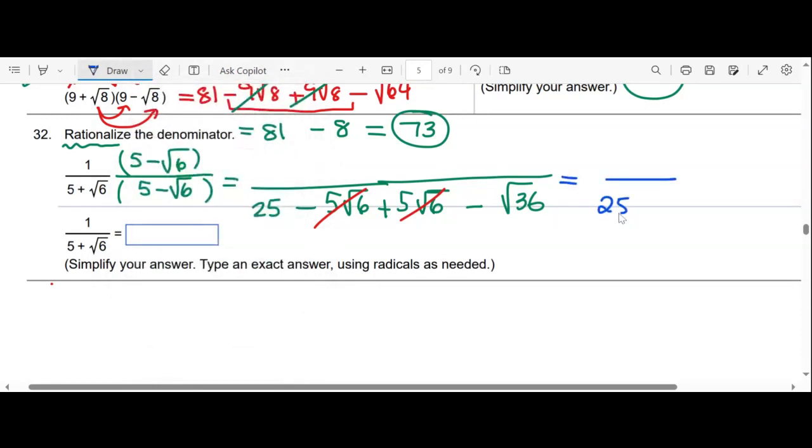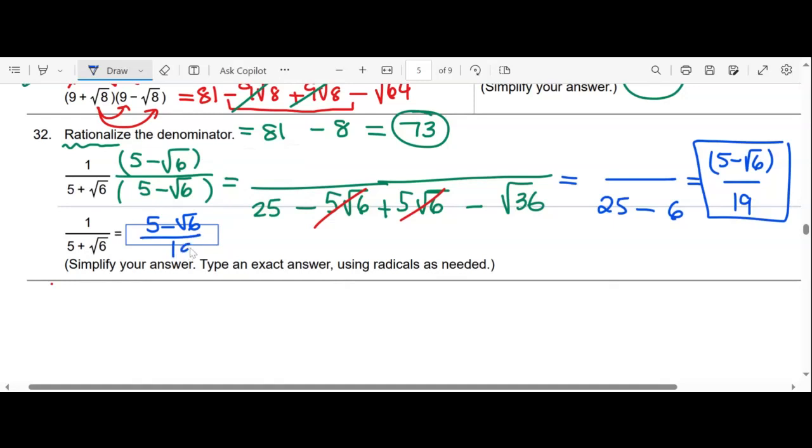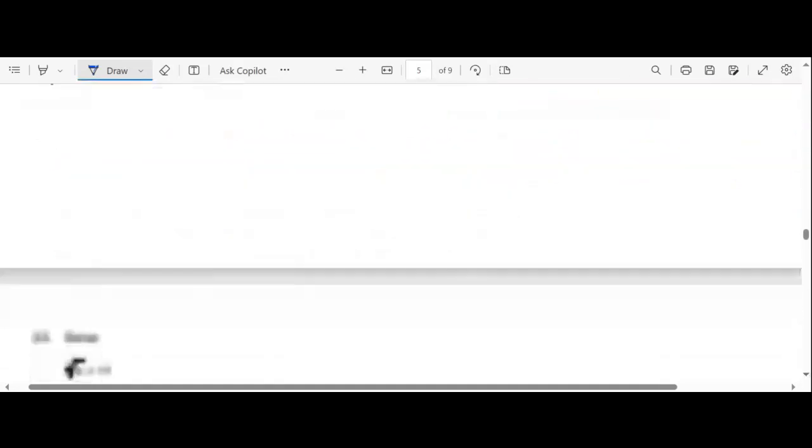So what do you have? 25 minus 6, which is equal how much? 19. What about the top? No change. That's your final answer. Easy? So you put the answer here. Next question.